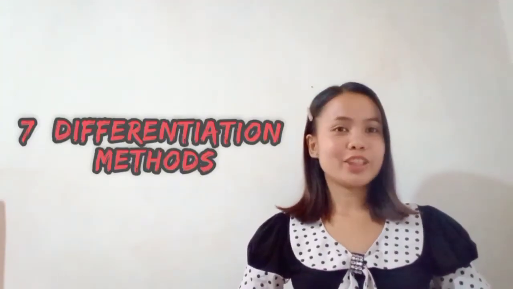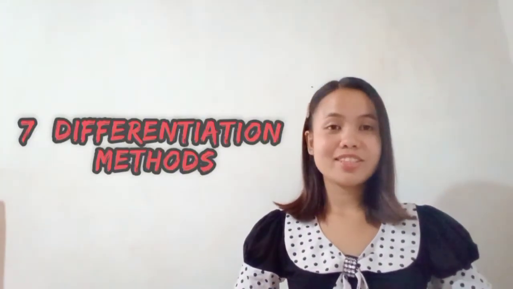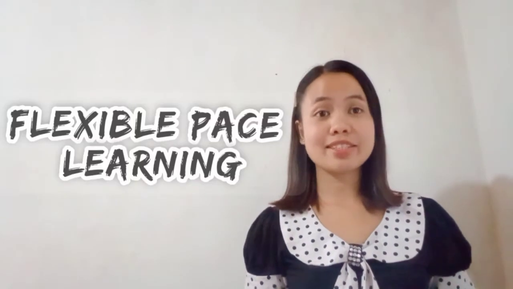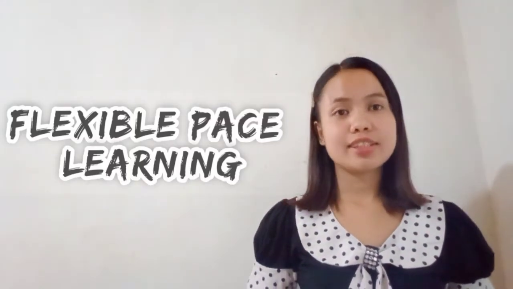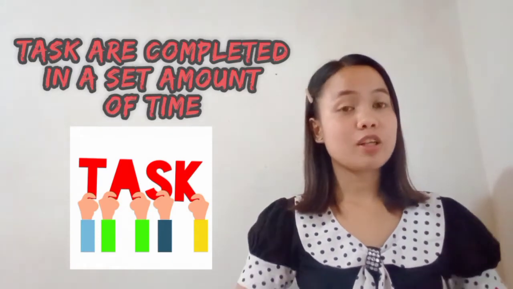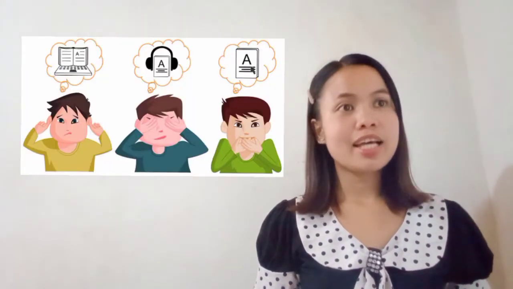There are 7 differentiation methods. Using these methods in teaching, it becomes possible for teachers to cater to a wide range of abilities inside the classroom. The first method in the differentiation approach is flexible paced learning. Traditionally, tasks are completed in a set amount of time, which normally accommodates the slower paced learners. This can mean faster learners are held up by the pace of their peers, and slower workers feel rushed and incapable of learning at the necessary pace.